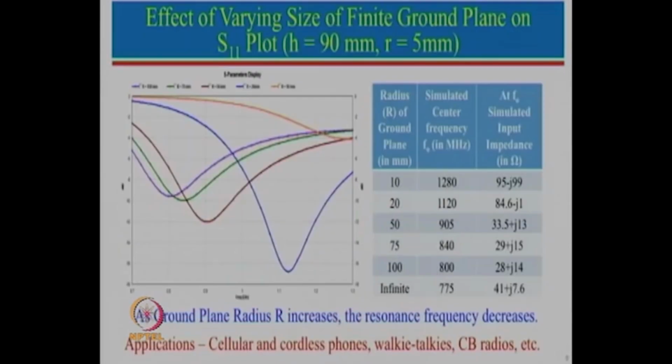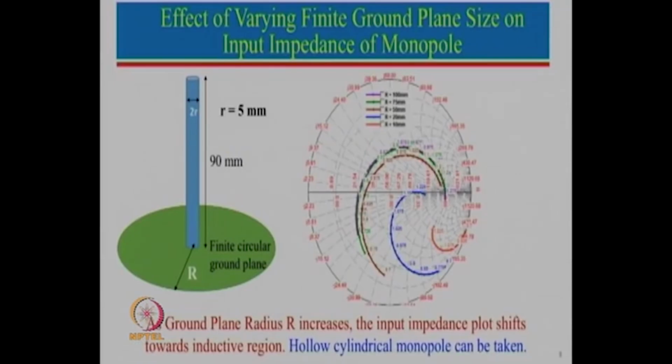Okay. So what we really note from here is that as ground plane radius increases, the resonance frequency decreases, and for very small ground plane, resonance frequency is very high. Let me just explain that also. Let us come over here. If we are feeding it, assuming that this ground plane is very small, it almost looks like that.